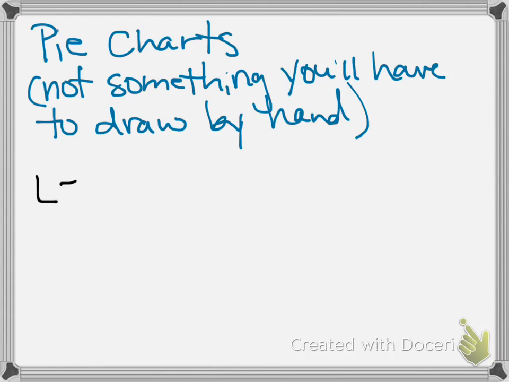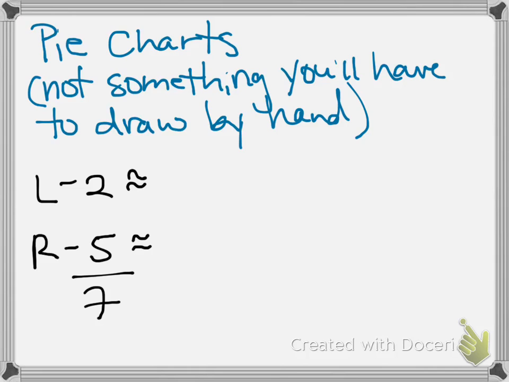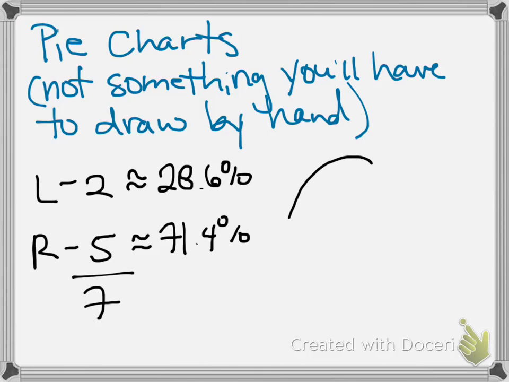On that data, there were 2 people who were left-handed, and there were 5 people who were right-handed, and there were a total of 7 people. So 2/7 of the people are left-handed, 5/7 are right-handed. If you do that out in percentages, approximately 28.6% are left-handed, 71.4% are right-handed.